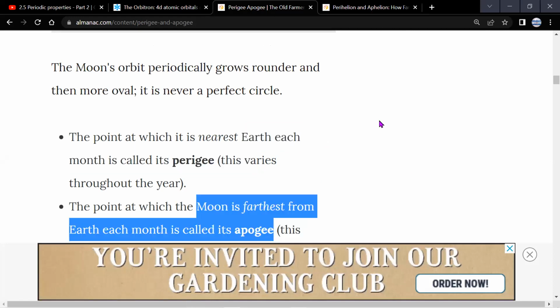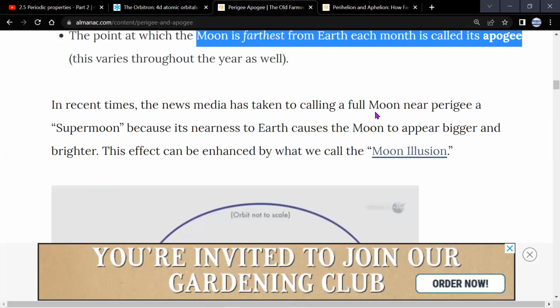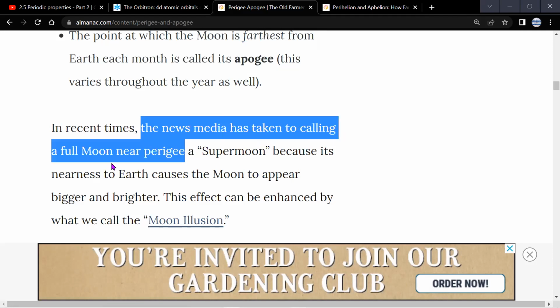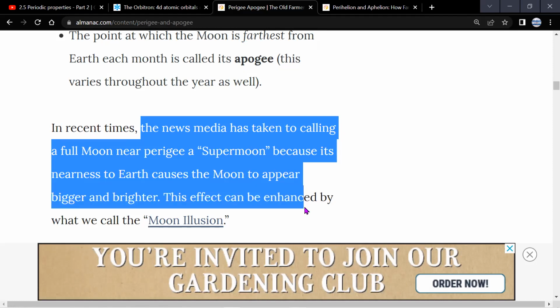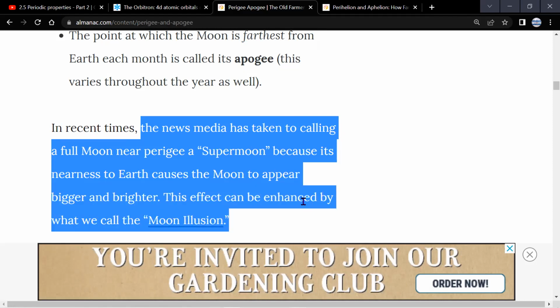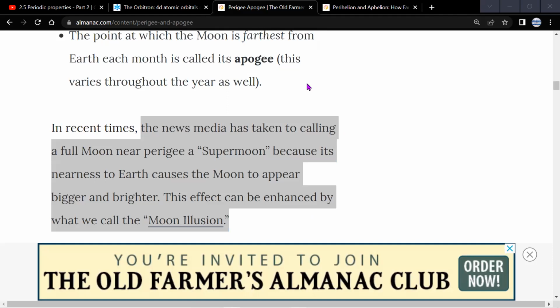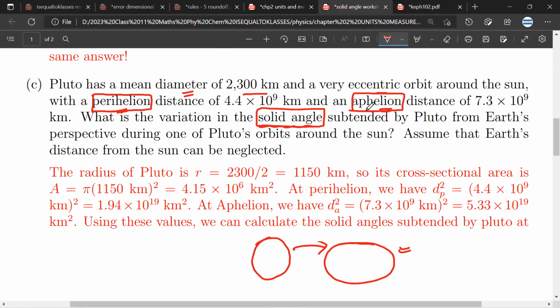Now the interesting thing is, the news media has taken to calling this full moon near perigee a supermoon because its nearness to Earth causes the moon to appear bigger and brighter, an effect called moon illusion. You would have heard this news on TV or maybe on Instagram. They call it a supermoon. Now, that supermoon phenomenon is related to this question that we were solving, and let us try to understand this concept of supermoon with respect to the concept of Pluto.